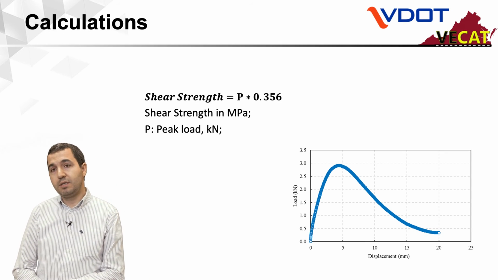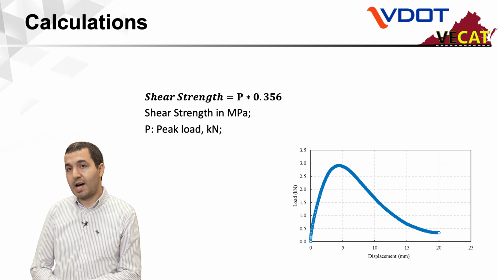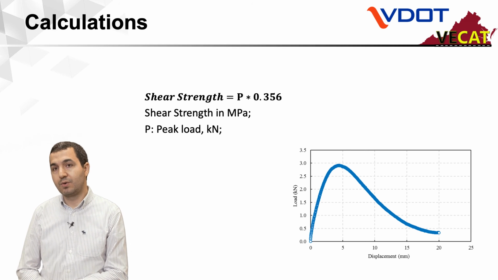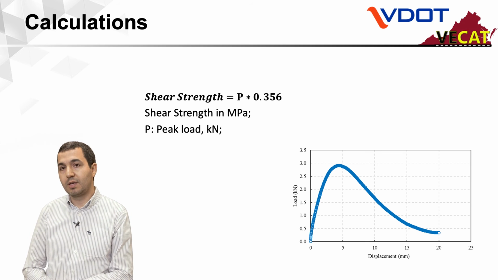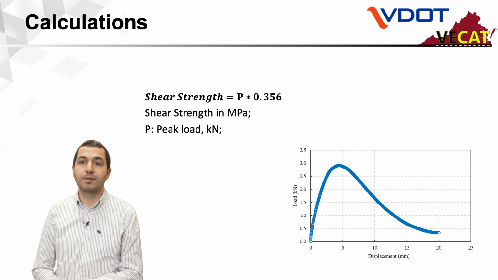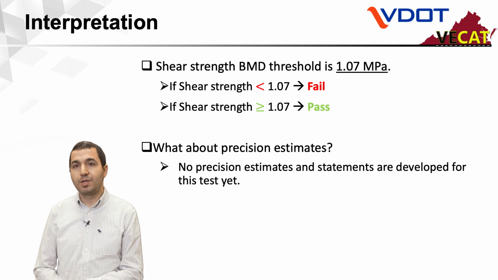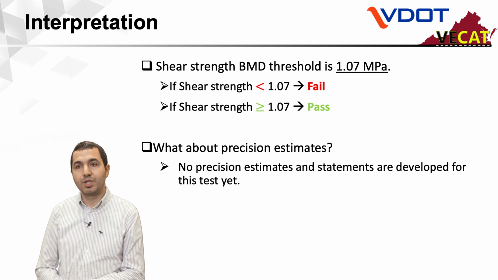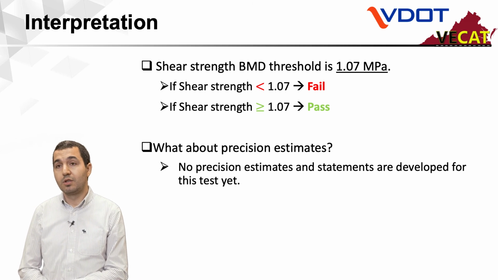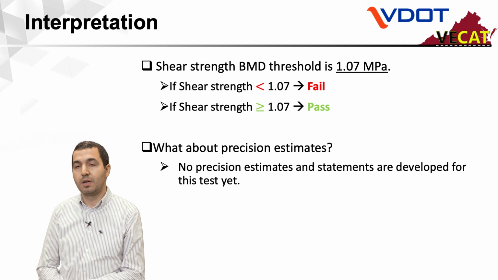The calculation for shear strength is based on the peak load and a constant number that converts it to shear strength. Note that the peak load has to be in kilonewtons in this case. It's a simple, straightforward calculation. And then based on the research that we did, a minimum shear strength of 1.07 megapascal is needed for this test to satisfy a rutting resistant mixture.